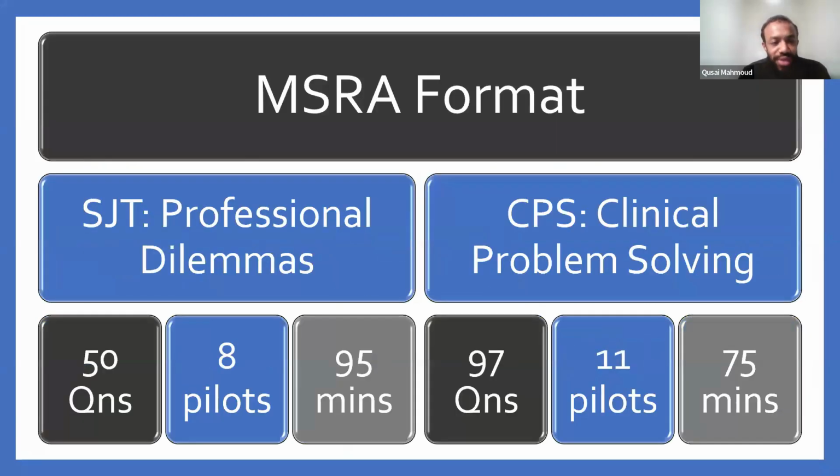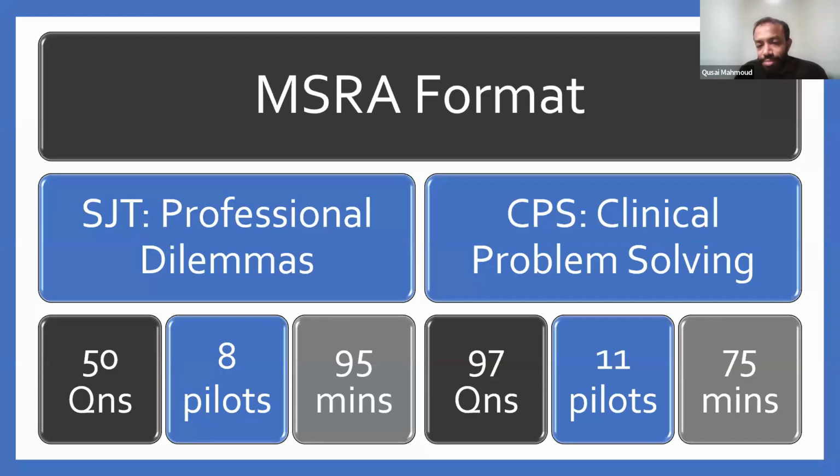So, what is the format of the exam? Again, it's two papers, 2 parts. The SJT, the professional dilemma, is 50 questions, as you can see. 8 of them are pilot questions. Pilots means they are not counting toward your final score. However, you wouldn't know which is which, so you've got to do all of them. You need to finish that in 95 minutes. So you have 1 minute and 55 seconds almost for one question, which is very little time, to be honest.